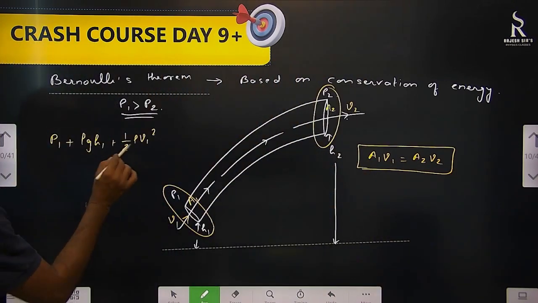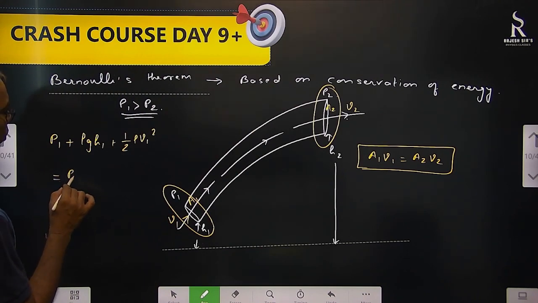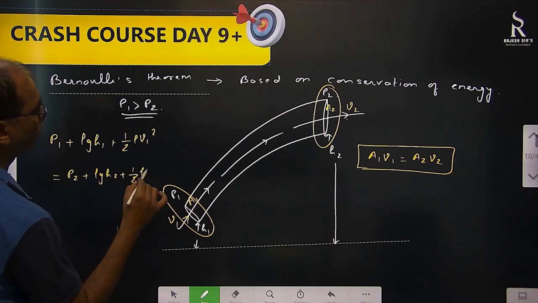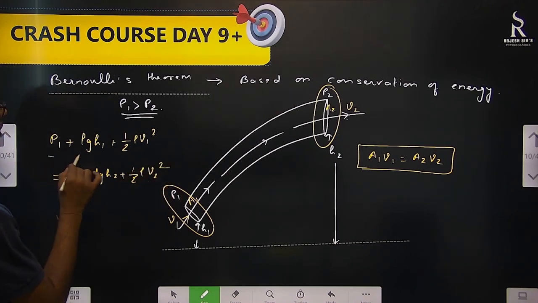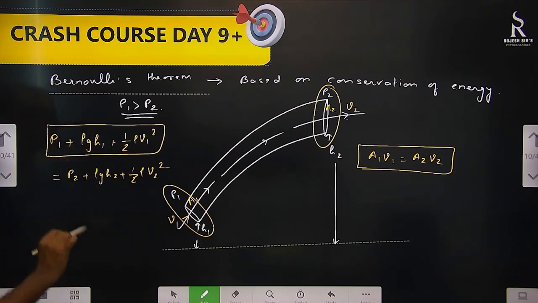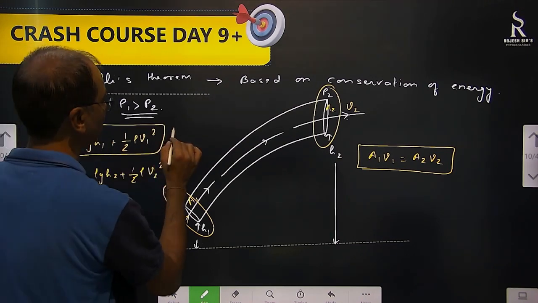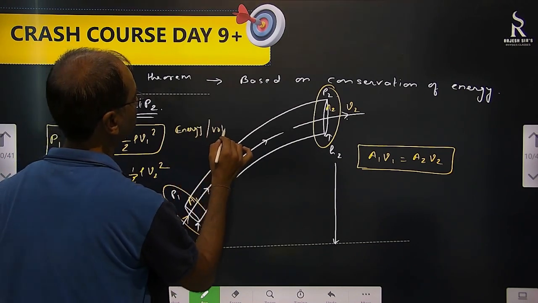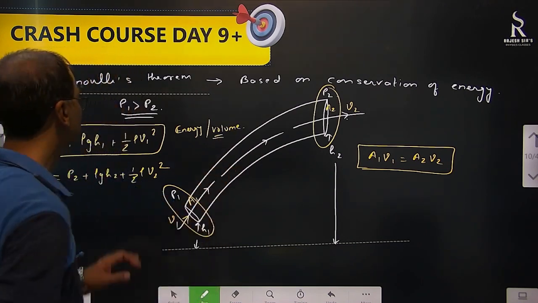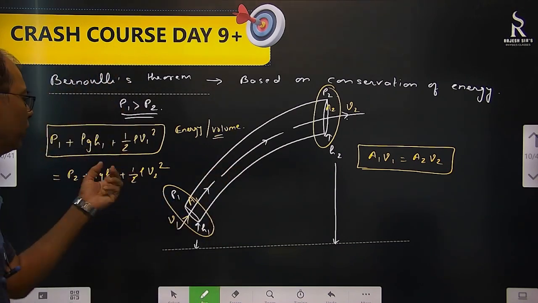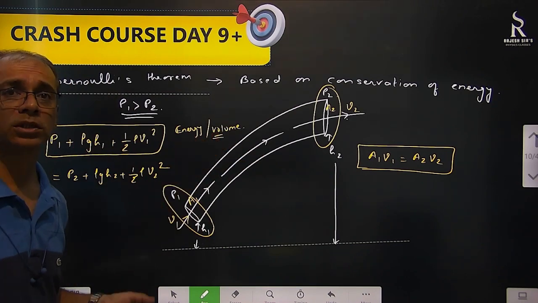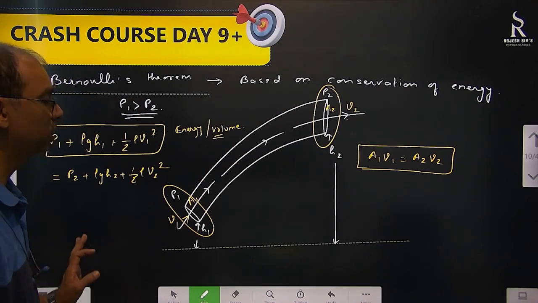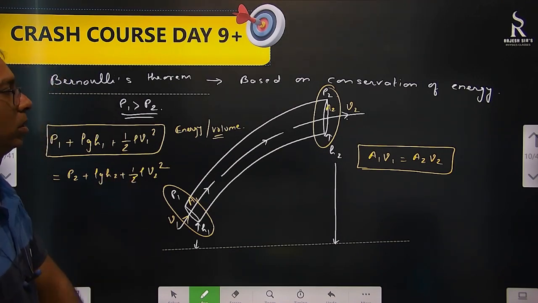So P1 plus rho g h1 plus half rho V1 square equals P2 plus rho g h2 plus half rho V2 square. What is this? This is energy per unit volume, or energy density, you can also say. So this energy per unit volume in a liquid flowing through a pipe is constant. In which flow? Steady flow, not turbulent flow. So this is your Bernoulli theorem.